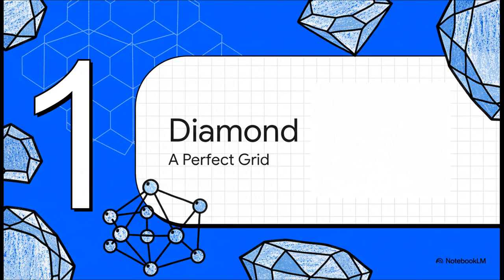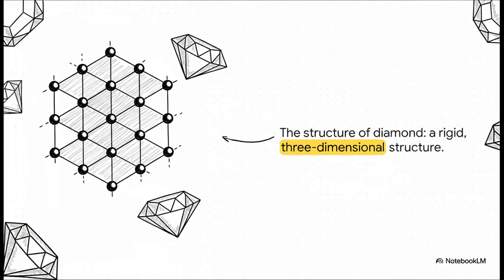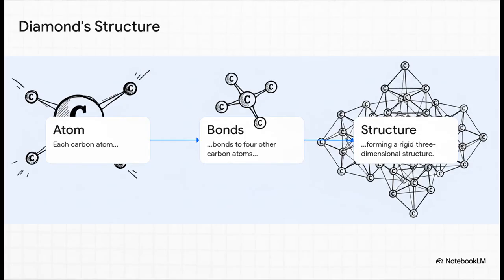Okay, let's dive in. First up, our first case study, the amazing, unyielding structure of a diamond. So what you're looking at here is the atomic structure of a diamond, and what's absolutely key is just how perfect and orderly this whole thing is. Every single one of those little spheres is a carbon atom, and you can see they're all locked into this flawless three-dimensional grid. Let's break it down.